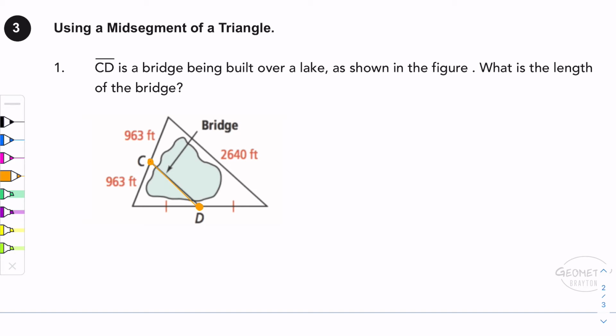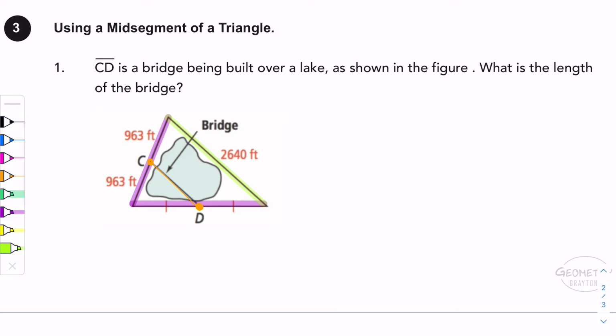If you notice, I just marked C and D as midpoints, and the reason why I did that is because on each side of point C, we have a segment that's 963 feet. So on each side of point C, we have 2 congruent segments. And on each side of point D, we are given indicators that we have 2 congruent segments. So if those 2 points are going to be the midpoints, that means it's connecting these 2 sides. And the third side of your triangle is here.